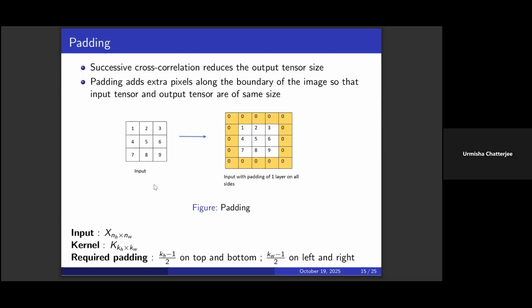So what is done is called padding. What padding does is it adds extra pixels along the boundary of the image so that your output size is the same as the input size.